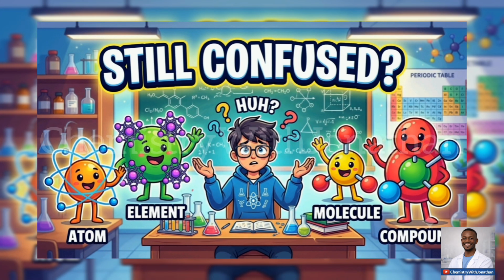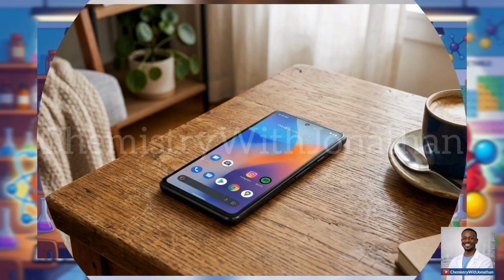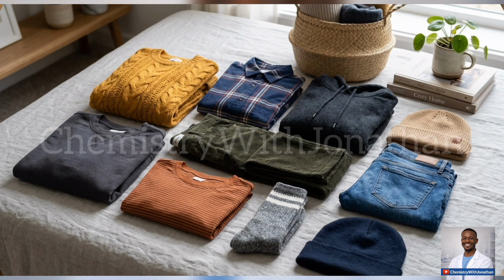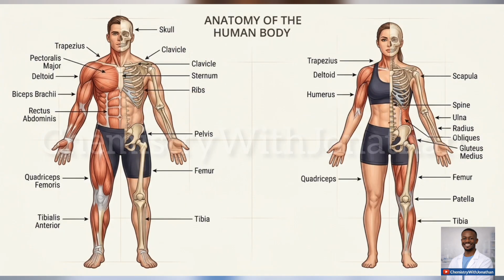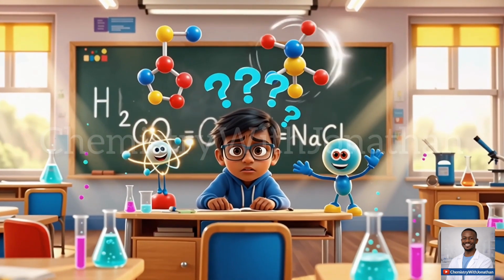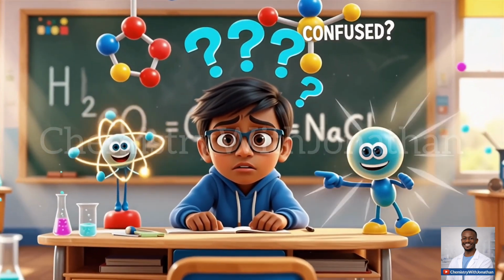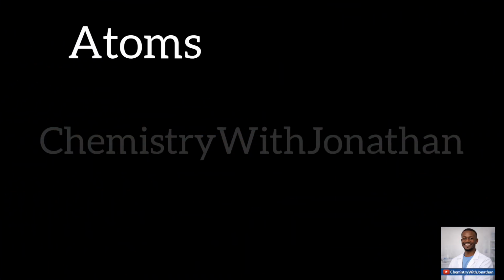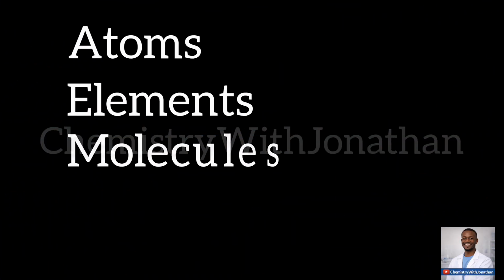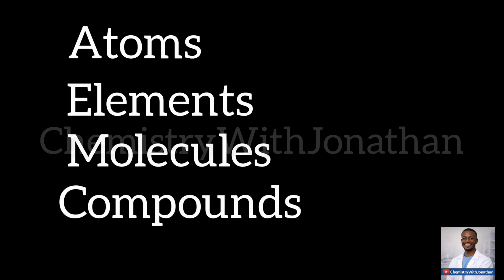Everything you can see around you, including your phone, your clothes, and even your body, is made from just four things. Can you name them? Are you still confused? Let's break it down. Today, you will learn the difference between atoms, elements, molecules, and compounds within a few minutes.